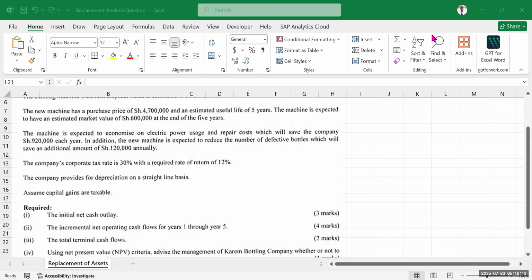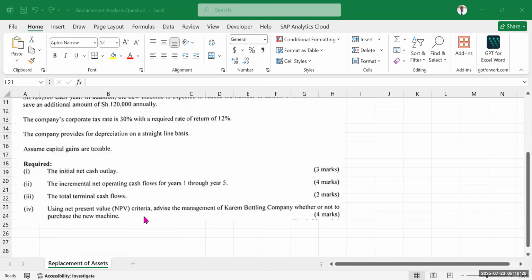Members, I hope we know what required rate of return is in such a setting. The company provides for depreciation on a straight line basis. Assume capital gains are taxable. Members, I also want to believe we know what capital gains are.